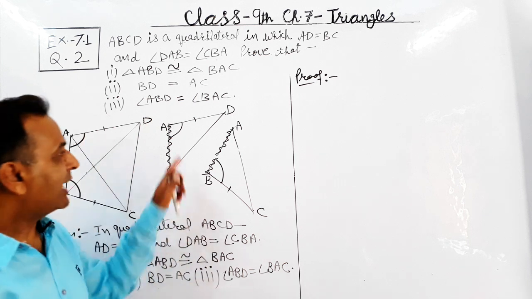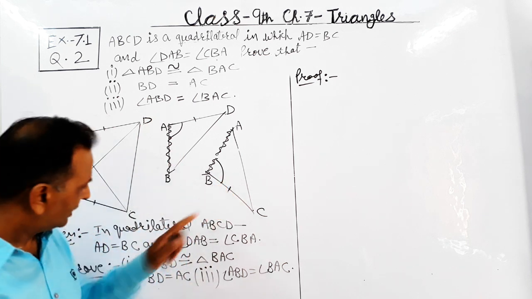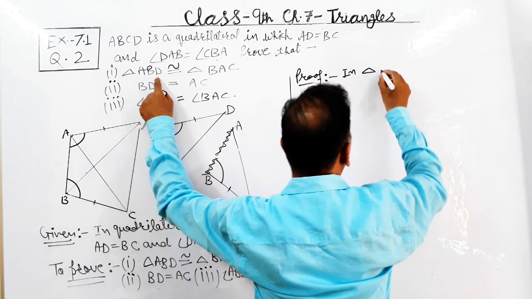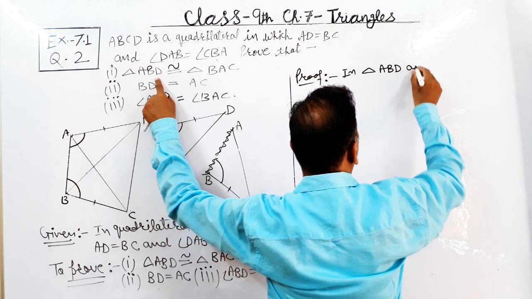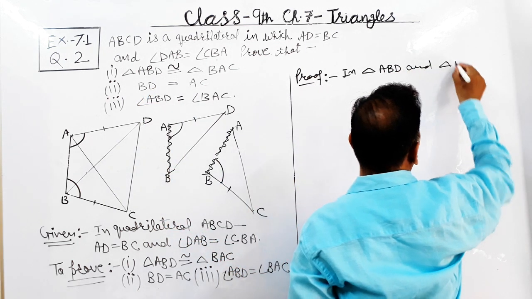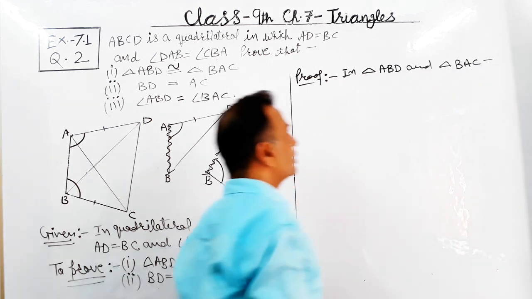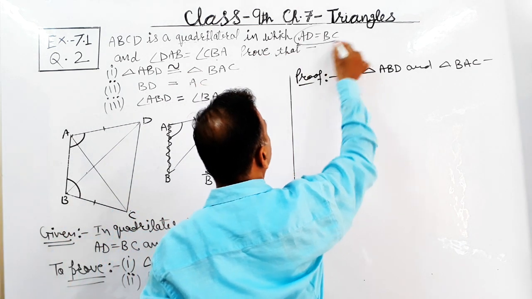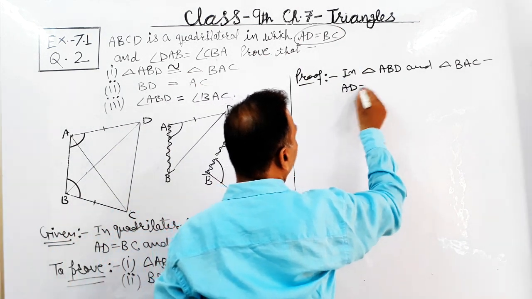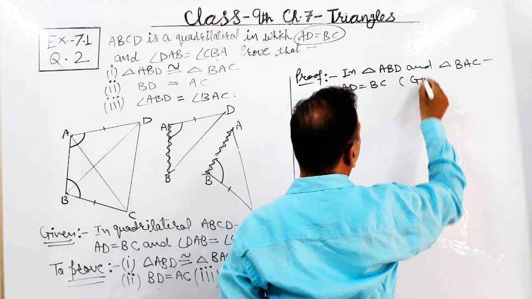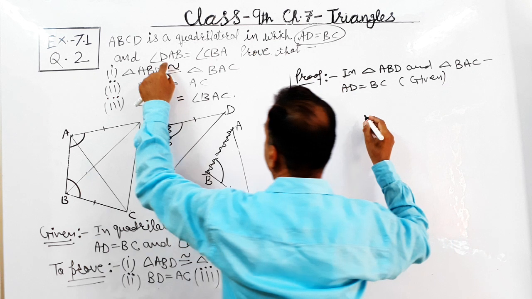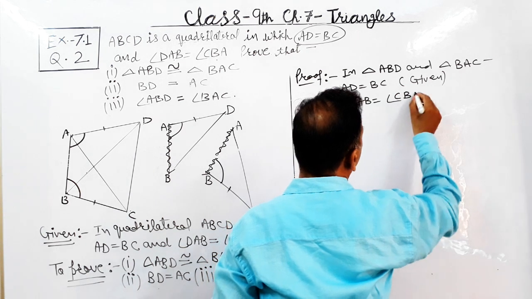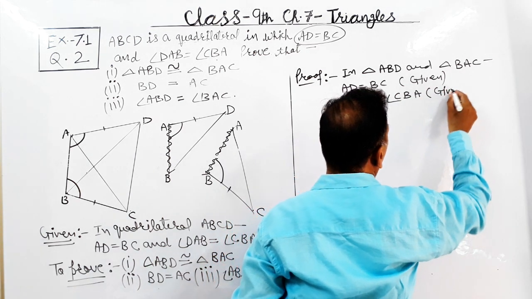The two triangles which we have to show congruent to each other will be written in the first line. In triangle, the names of the triangles are triangle ABD and the second triangle, triangle BAC. Which parts do we have to mention here? The two parts already given in the statement. This is the first one: AD equals BC. Why? Because it is given. Second one, angle DAB equals angle CBA because this is also given.